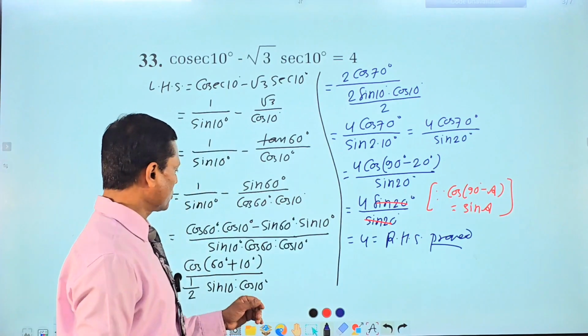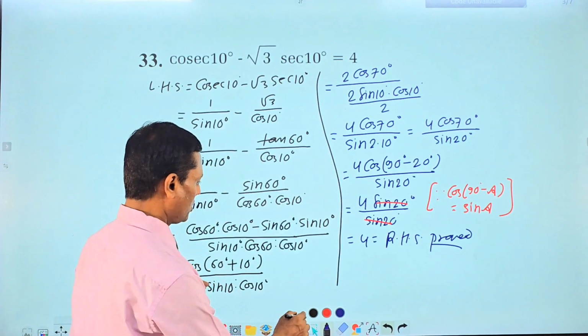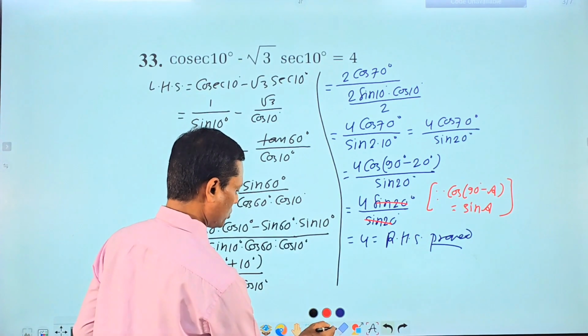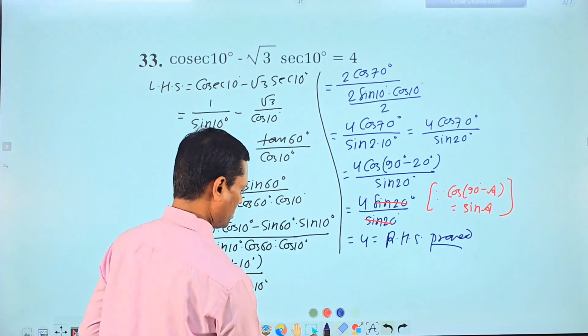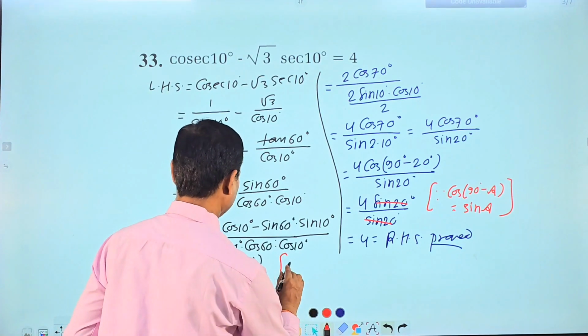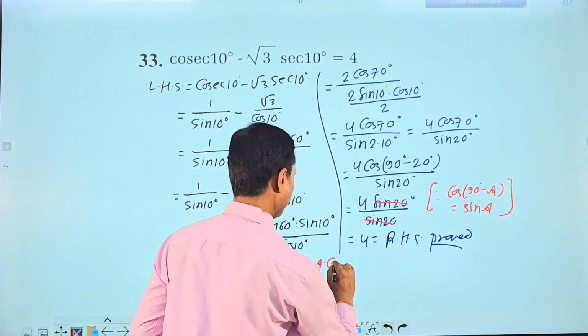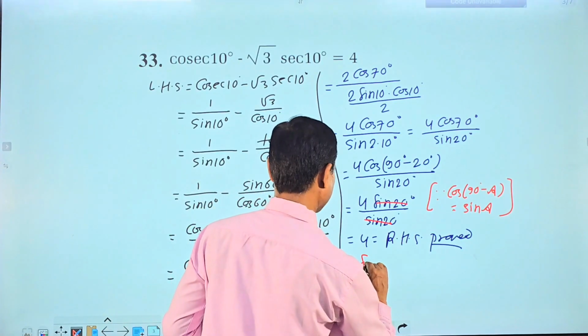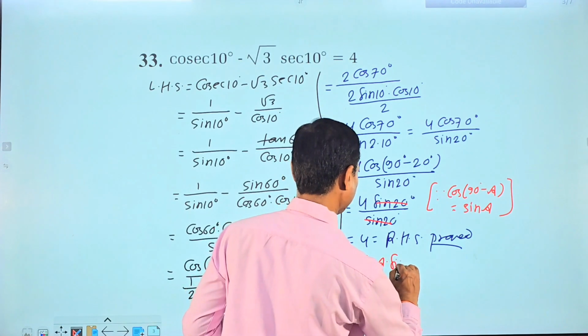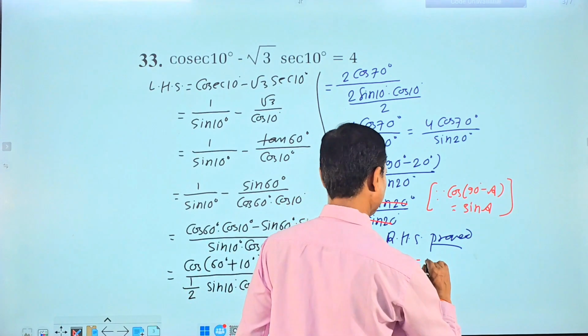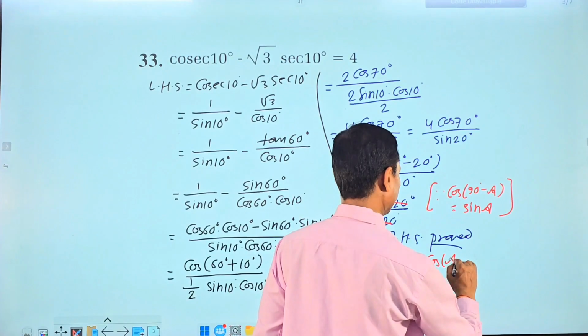Okay, you can write the formula inside the bracket here also. You can write it, doesn't matter. This depends on you, okay. You can write here cos A dot cos B minus sine A dot sine B equals cos A plus B.